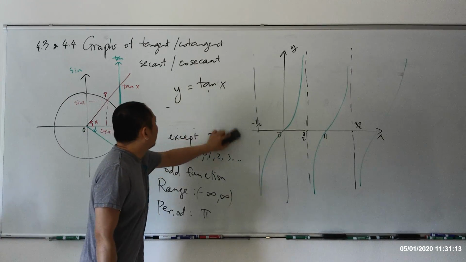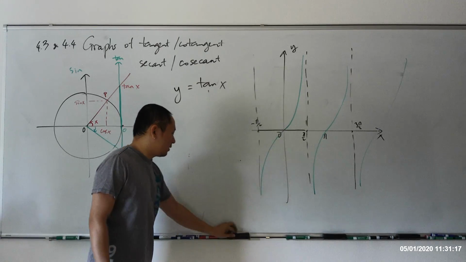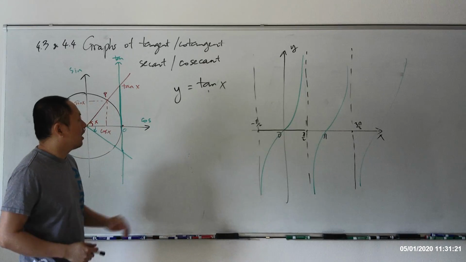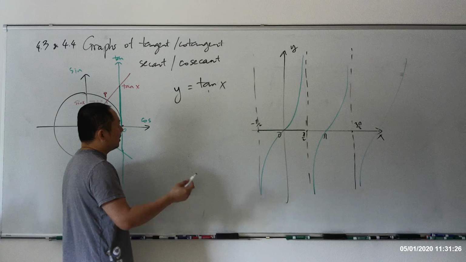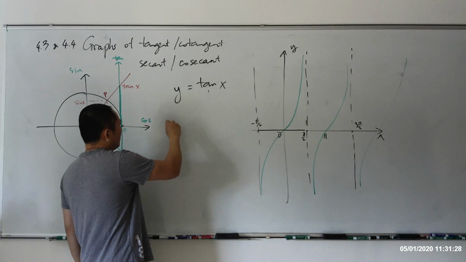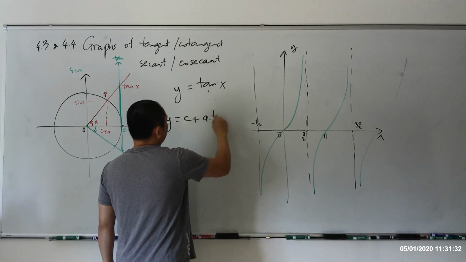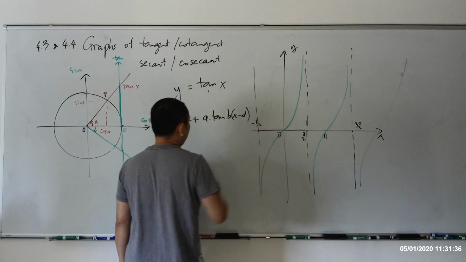Now, let me talk about the transformation of the tangent function. I don't think the book talked much about this, but in the previous section we talked a lot about transformation of sine and cosine, so I'll do the same thing here for tangent. So the general tangent trig function is this: y is equal to c plus a times tangent of b times x minus d. Exact same way.